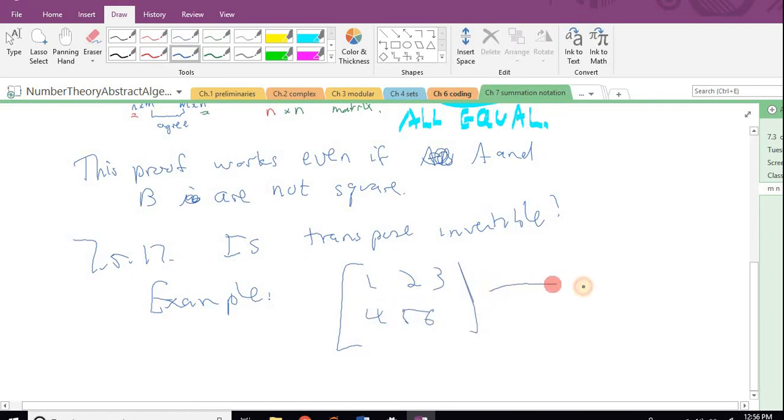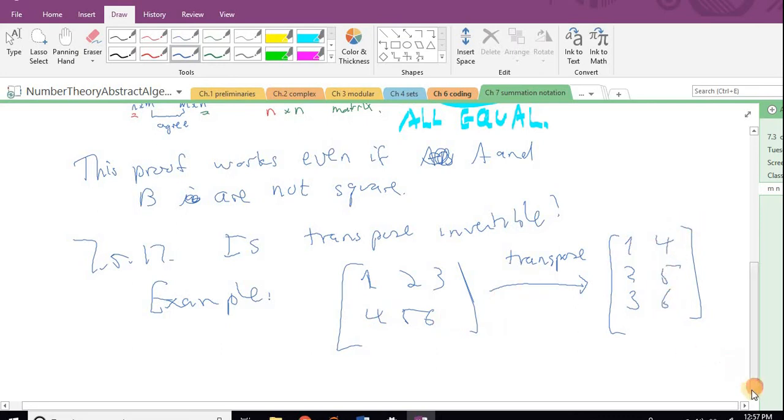Now if I take the transpose of that, I'm going to get what? Not quite. When you transpose, you change the rows to columns and the columns to rows. So it's 1, 4. Yes. The easy way to do it is look at this row, 1, 2, 3, and write it as a column. Look at this row and write it as a column.